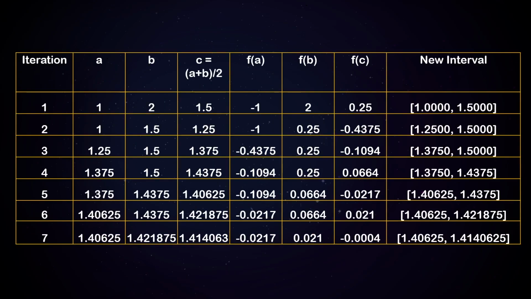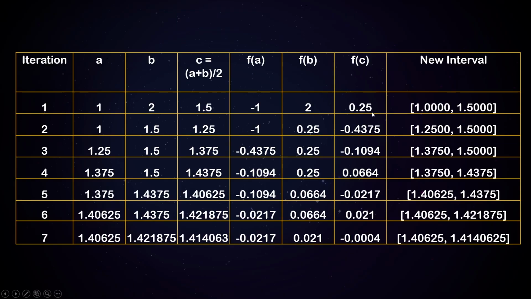Now we give you a table. The left side is the iteration, and this is the value of a and b, and this is the midpoint. The value of the function at a, at b, and at c, and the new interval is written here. In the first iteration, the root lies between 1 and 2, and the midpoint value is 1.5. So f(a) is minus 1, f(b) is 2, and f(c) is 0.25.